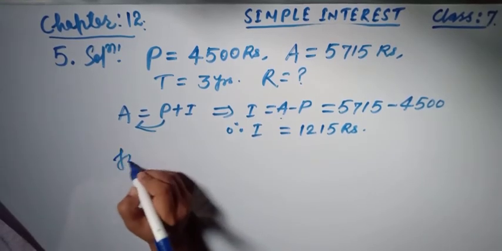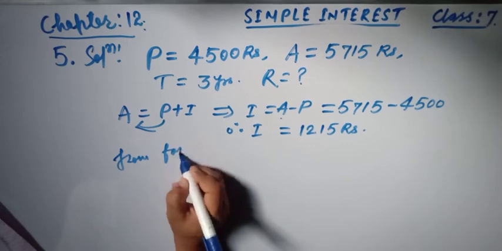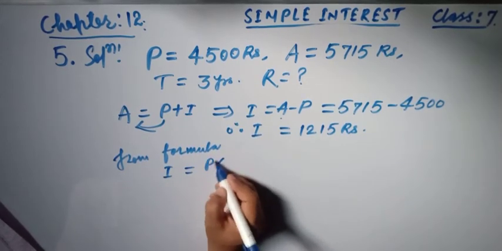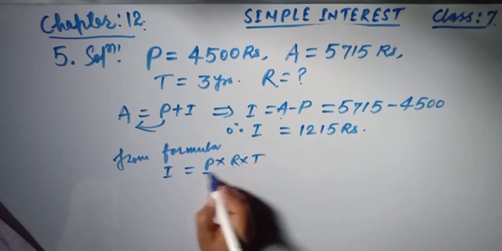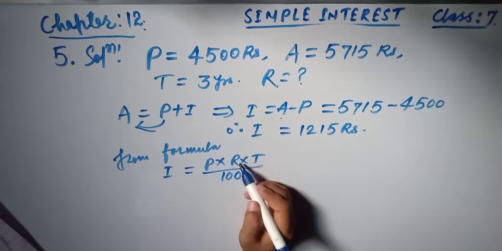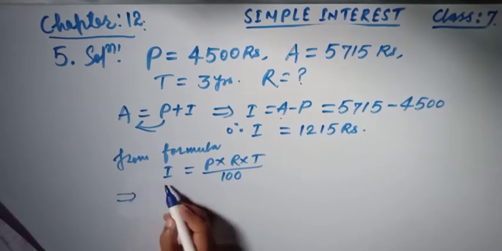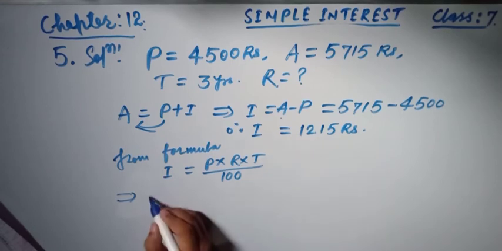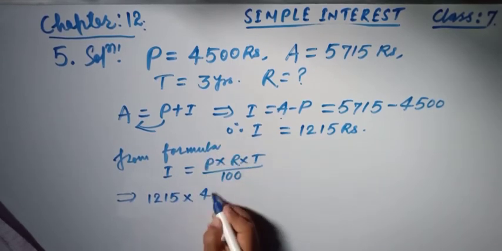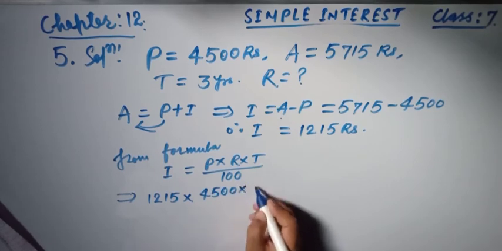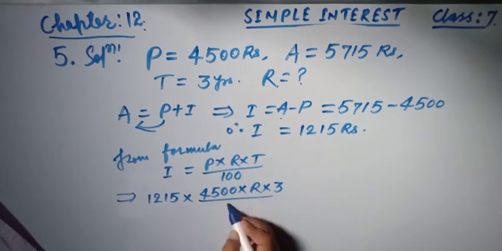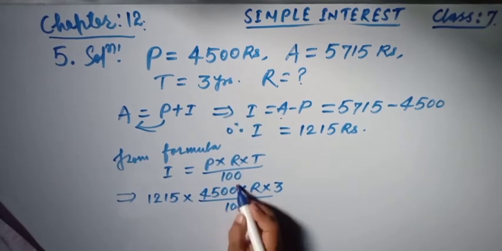Now from the formula, friends, SI, means I, is equal to P into R into T divided by 100. We have to find the value of R. Now see, friends, put the value of I, this is 1215, multiplied by P is 4500, R as it is, we have to find this R, and time is given 3 years, divided by 100. So 20 will get cancelled from here.